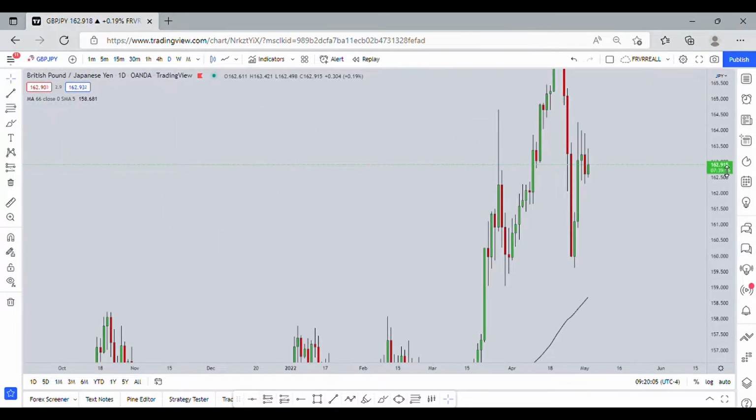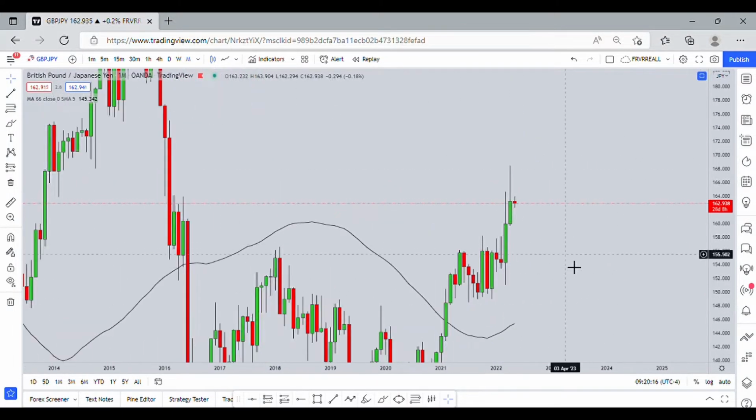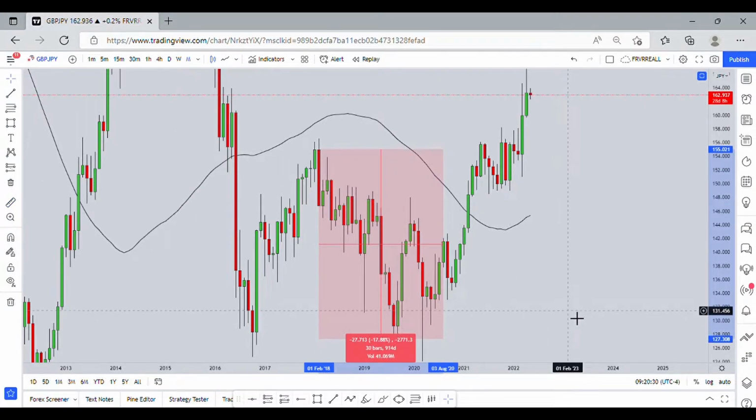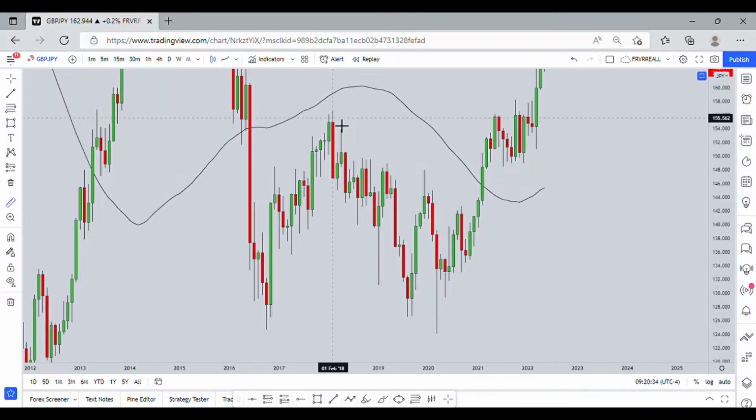So now I'm going to identify the levels as I go through them. We can start at the monthly. At the monthly we can easily see that there was a huge move to the downside, over how many pips? 2,000, almost 3,000 pips. So here you can see that there was an imbalance and that there was a huge dip out of the market.